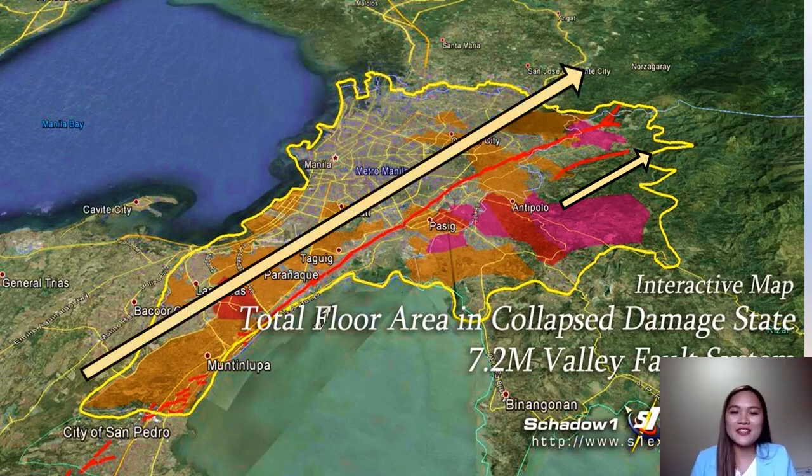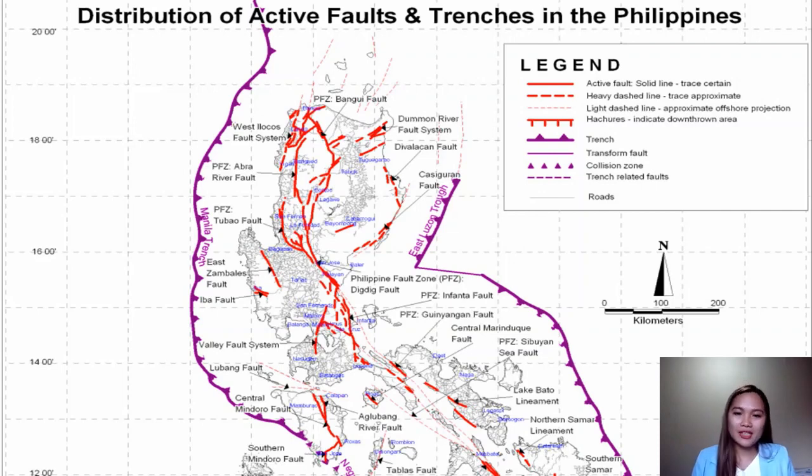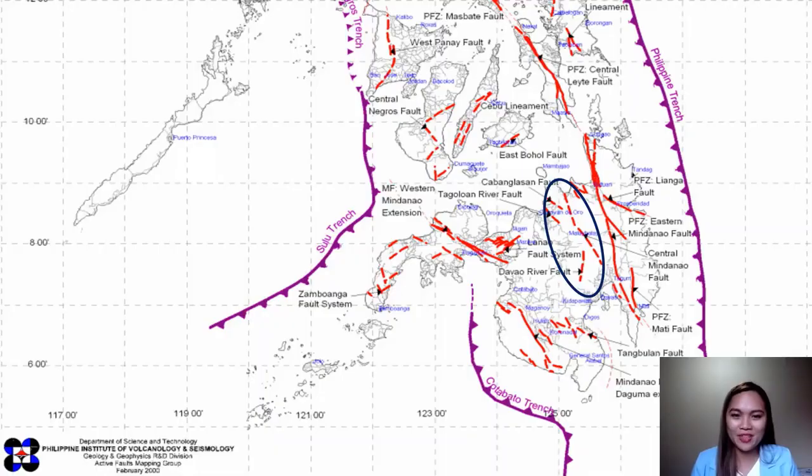Fault lines and trenches are scattered all over the country. The red line signifies the active fault lines. Refer to the legend on the upper right side of the screen to identify the faults and trenches. The heavy dashed line signifies fault approximations, meaning these fault lines are yet to be identified as active or inactive, which can help make the community aware if there is a possible threat in the area.